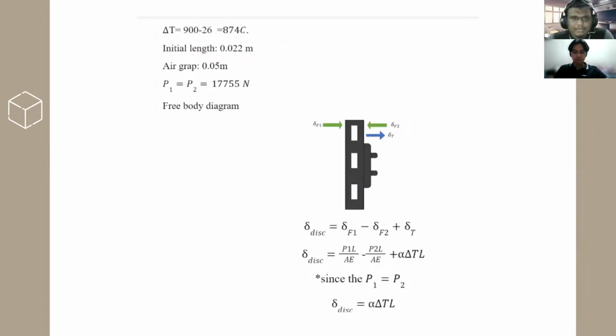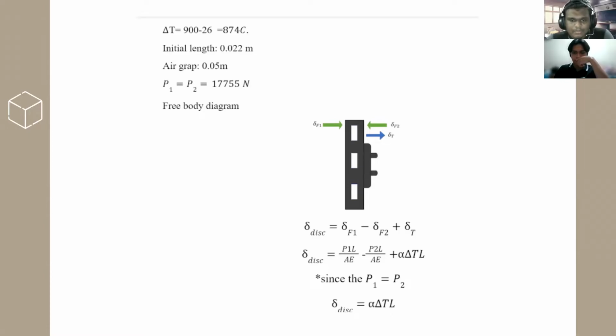The change in temperature is 874 degrees Celsius. The initial length is 0.02 meters. The air gap, or distance between brake disc and brake pad before braking, is 0.05 meters. And the pressure, according to the Satria Neo service manual, the force given by the brake is equal on both sides, which is 7,755 newtons. This is a free body diagram when the brake is applied.